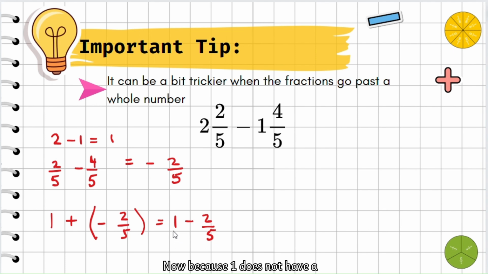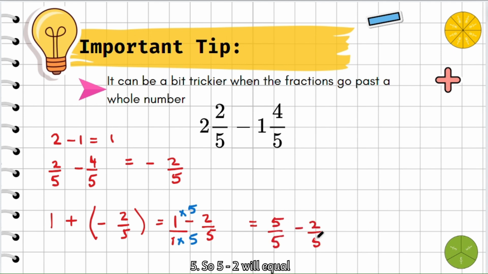Now, because 1 does not have a denominator, we have to put 5 in the denominator, meaning multiplying the invisible 1 over here with a 5 to get 5 in the denominator. And we're going to do the same to the numerator. So that would equal 5 over 5 minus 2 over 5. So 5 minus 2 will equal 3, and 5 will stay the same. So our answer would be 3 over 5. The only thing to be careful about while doing this is that you don't forget to put the bracket sign and multiply the signs together.